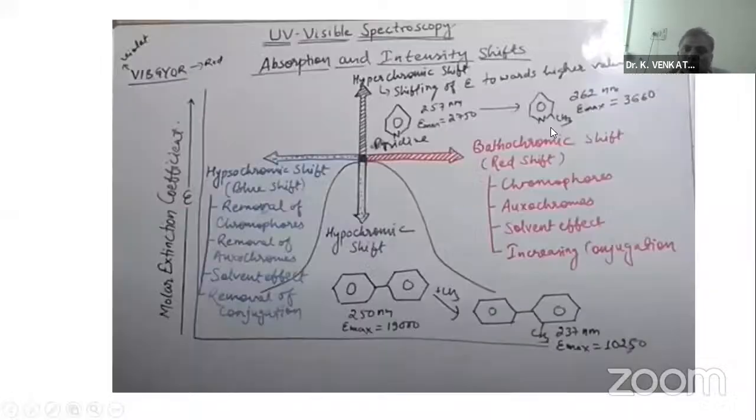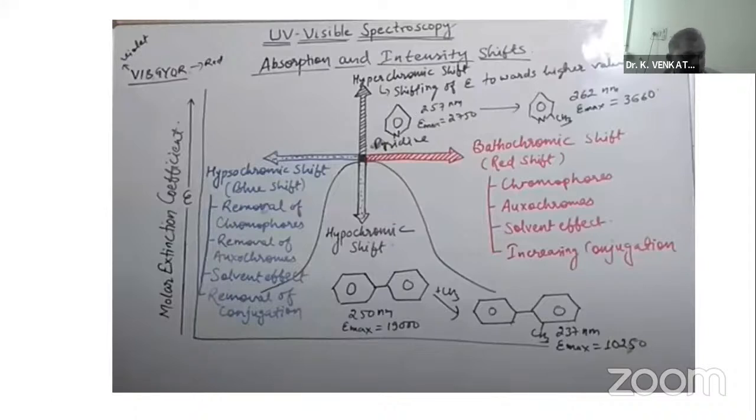When methyl is substituted, that time the wavelength is 262 nanometers and the epsilon max is 3660. So when methyl groups are substituted, the molar absorptivity increases. This is the example of increase in molar absorptivity, that is the hyperchromic shift.